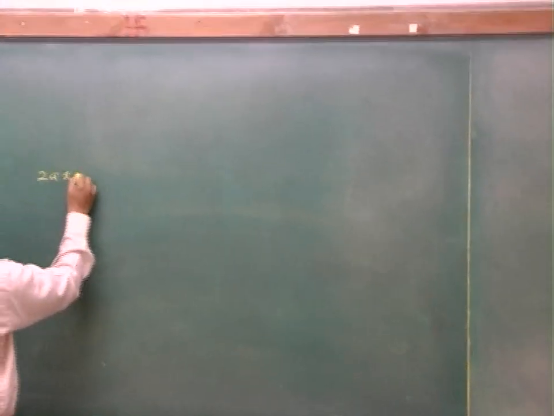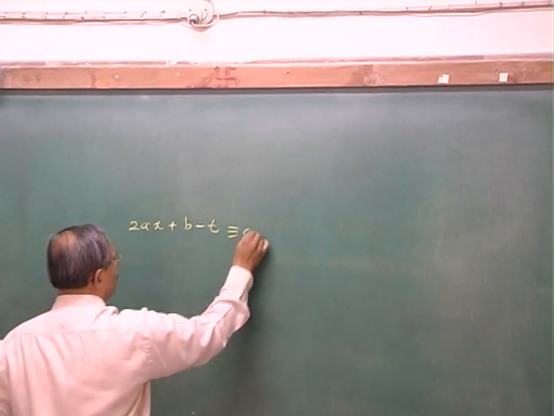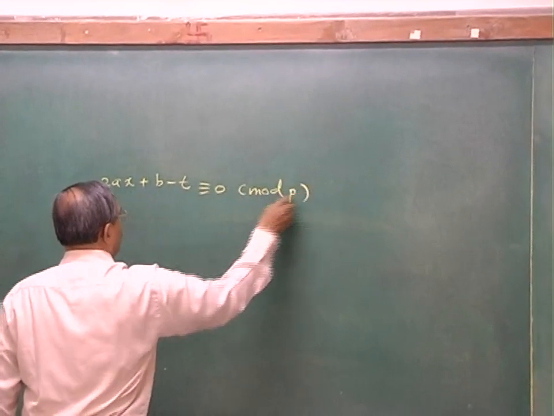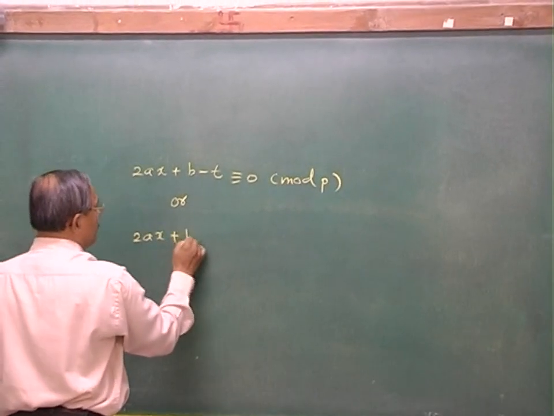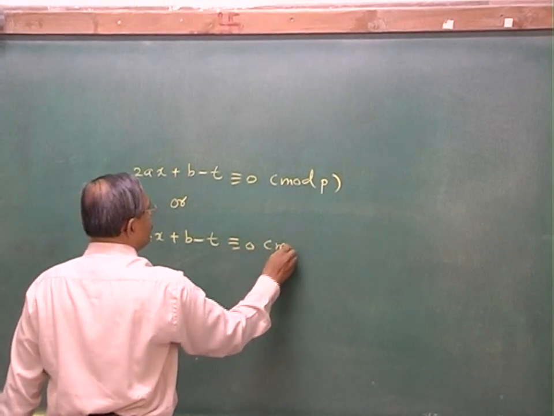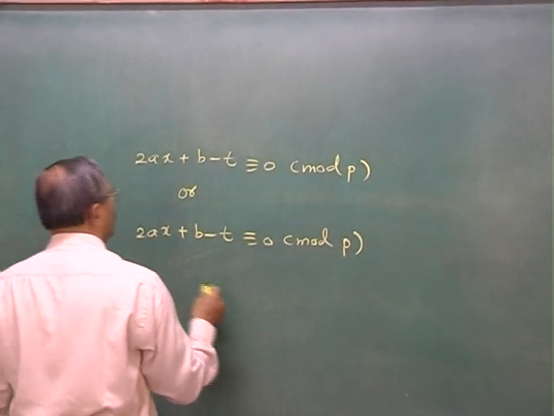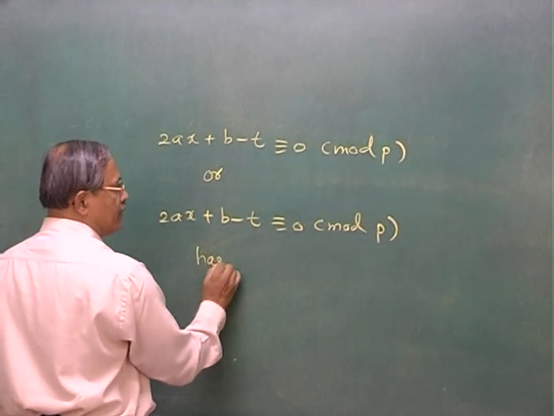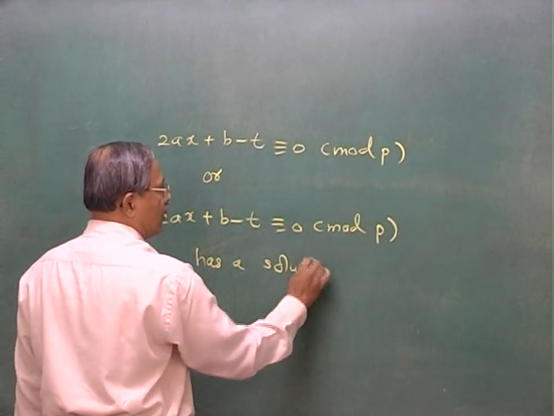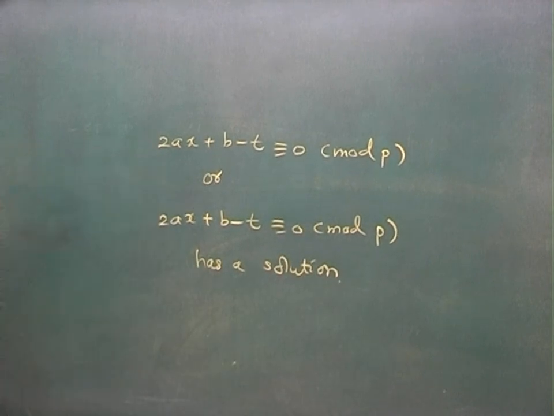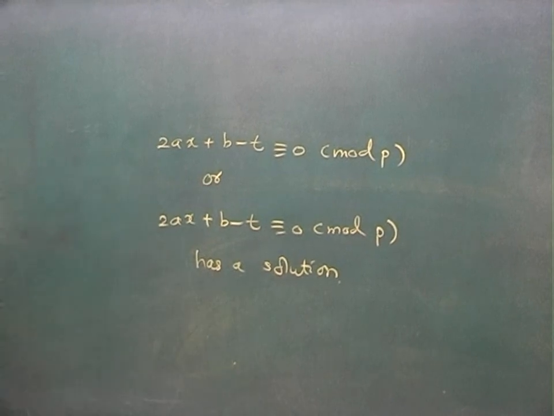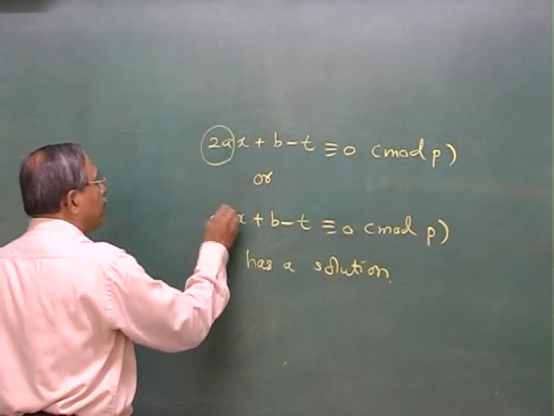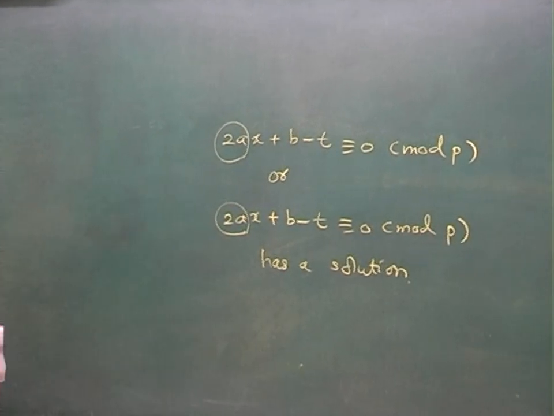2x plus b minus t congruent to 0 mod p, or 2x plus b plus t congruent to 0 mod p has a solution. But these are linear congruences. So from quadratic we are reduced to linear congruences. And about linear congruences, we already know that the coefficient of x is not divisible by p.